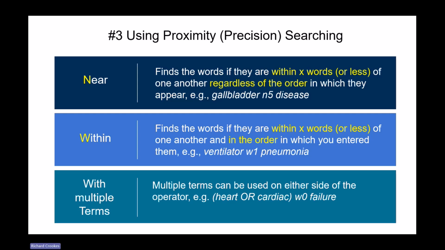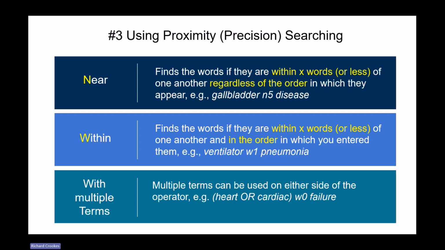So both terms must appear somewhere in the citation. If you have the phrase or proximity search on, and it's the default setting, it will be gallbladder near 5 words of disease or disease near 5 words of gallbladder. If you have W configured or you use the W operator, it's searching for the terms in order. So ventilator W1 pneumonia means you're searching ventilator within 1 word of pneumonia, which of course could pick up ventilator acquired pneumonia, although I'd use the asterisk generally for that particular search.